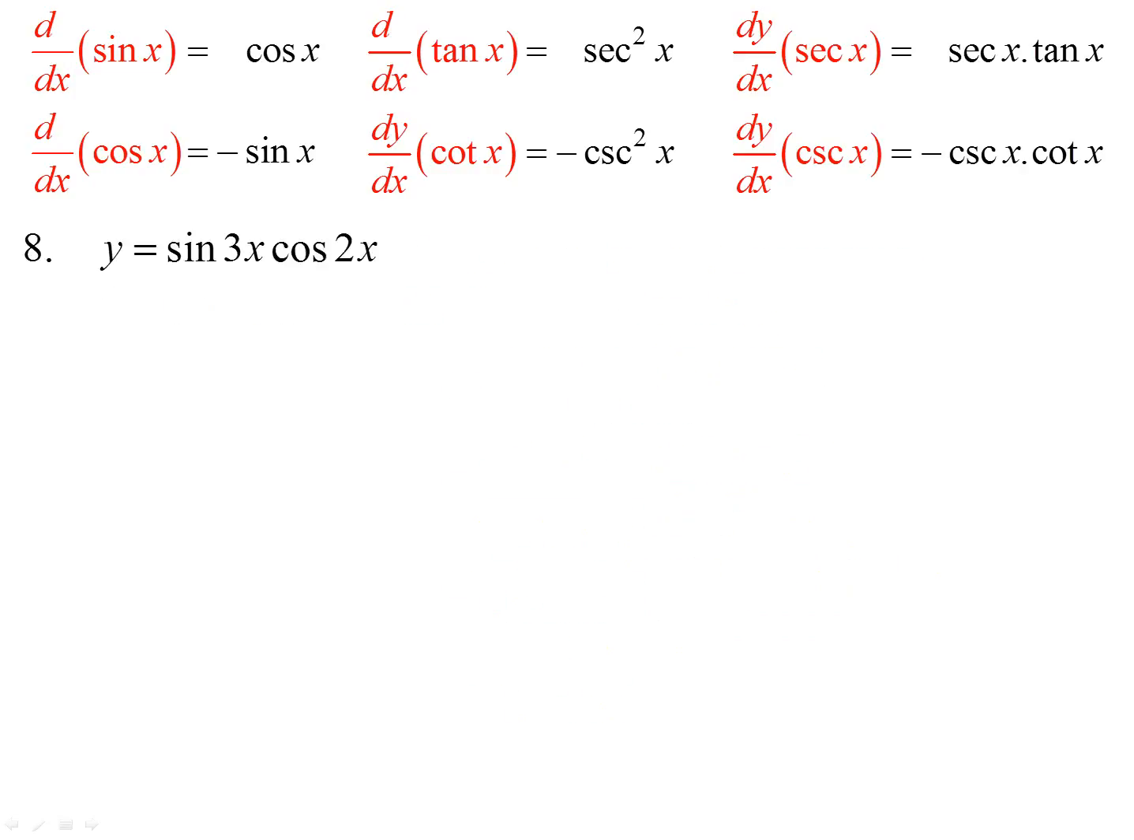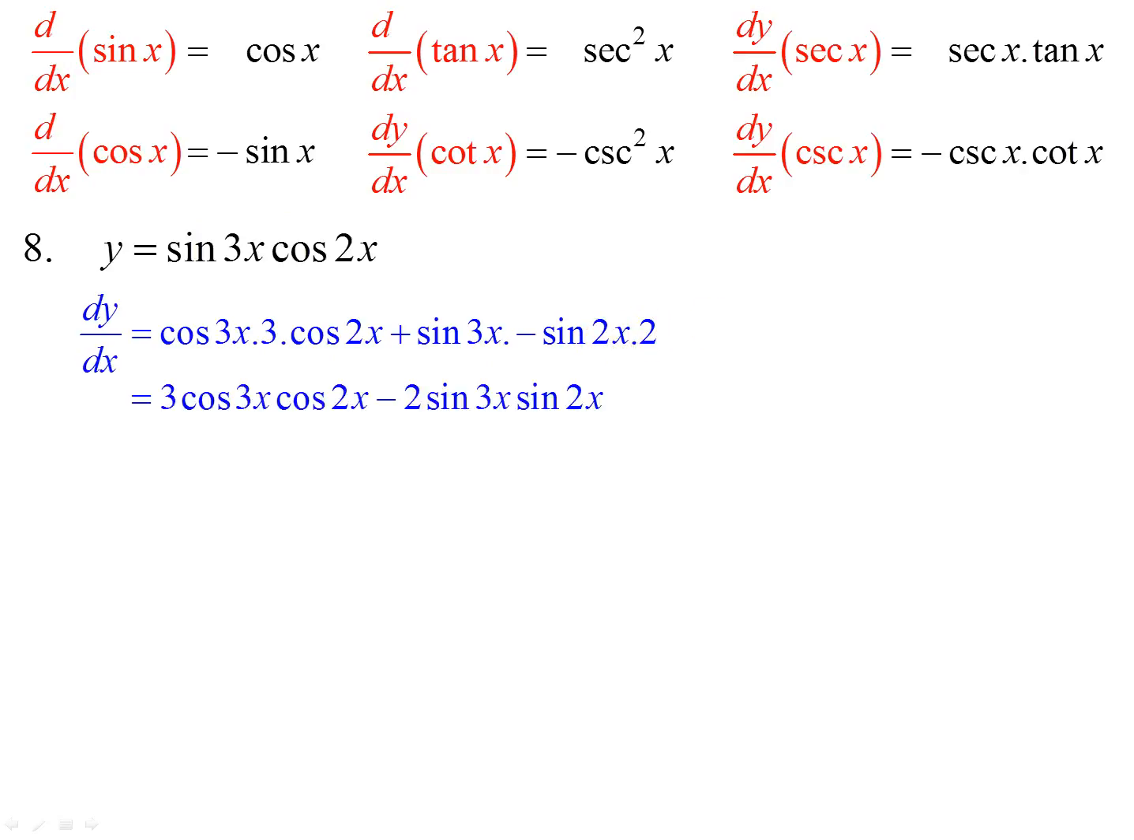Next one, straightforward product rule. Derivative of the first, notice that extra 3, because when you differentiate this first, you'll get cos 3x times derivative of the inside times cos 2x plus sin 3x, and now derivative of that is minus cos 2x, minus sin 2x, times derivative of the inside. And that simplifies to that.